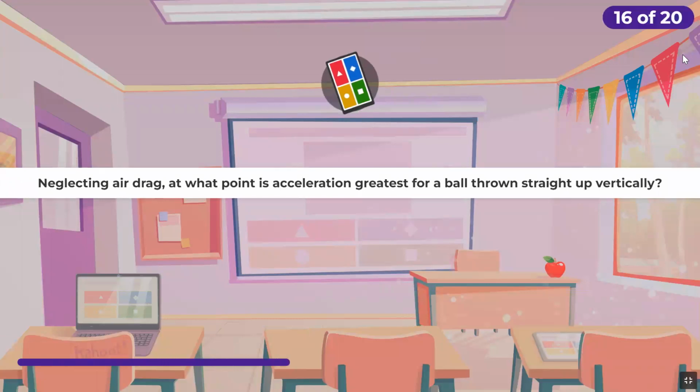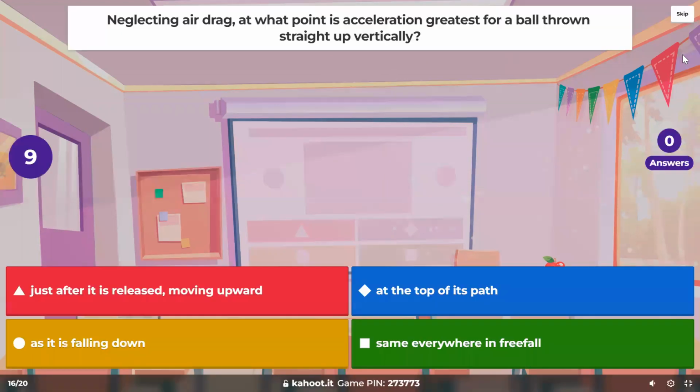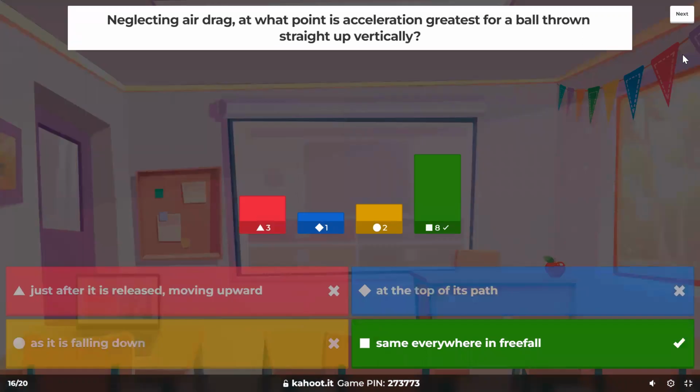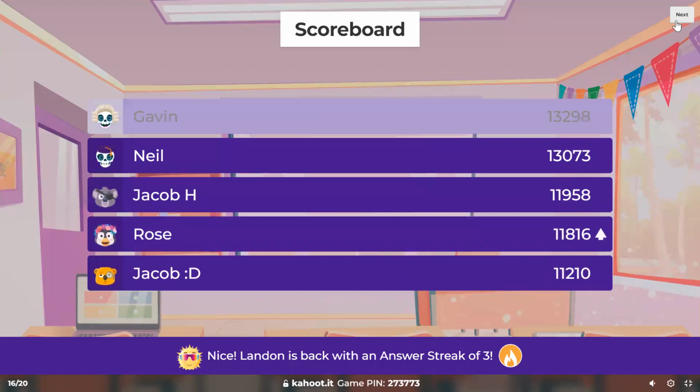Neglecting air drag, what's the point? Acceleration is greatest for a ball thrown straight up vertical. Acceleration. Right after it leaves your hand. Yeah. Acceleration for anything in free fall is always 10 meters per second squared downward. It doesn't matter how fast it's going or which direction it's going, once it's in free fall.